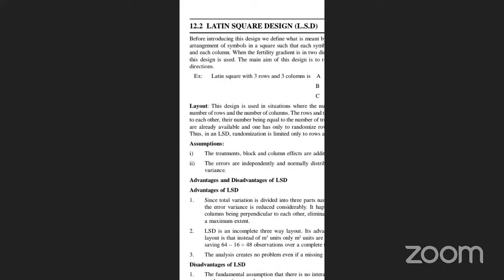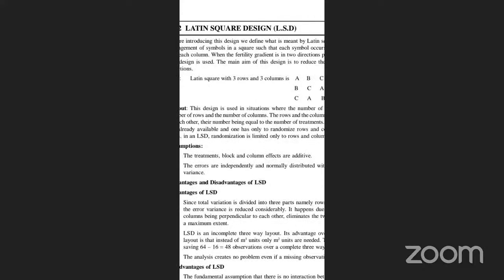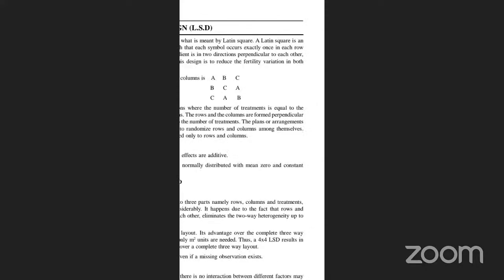Suppose we have three rows and three columns. The first column is A B C, then we change it to B C A, then C A B. This is the rotation we are taking here. This design is used in situations where the rows and columns are formed perpendicular to each other, and the number of rows and columns is equal to the number of treatments. We only have to randomize the rows and columns.